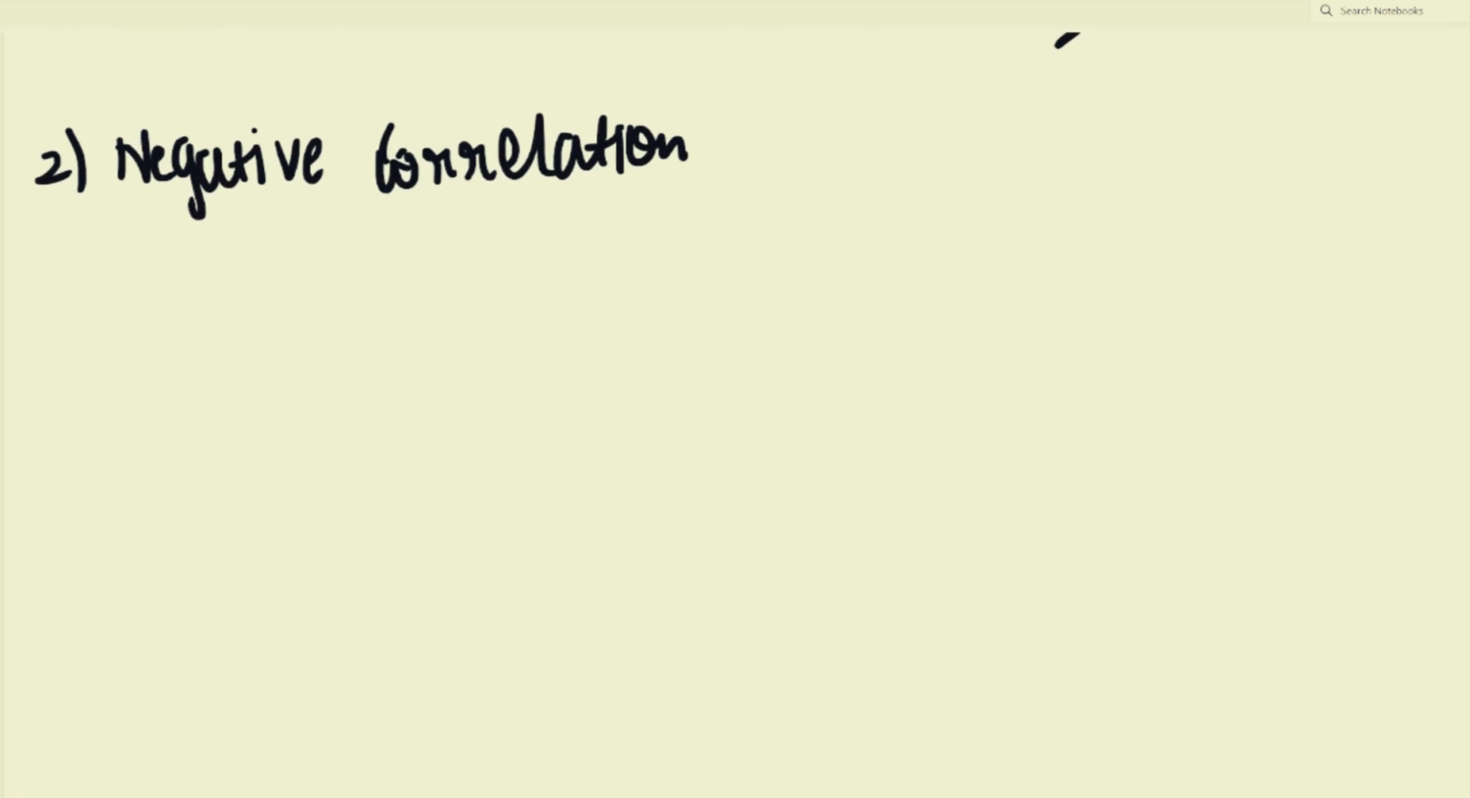Negative correlation basically says the coefficient should be -1. I'll make a correlation line, extend the line a bit more.